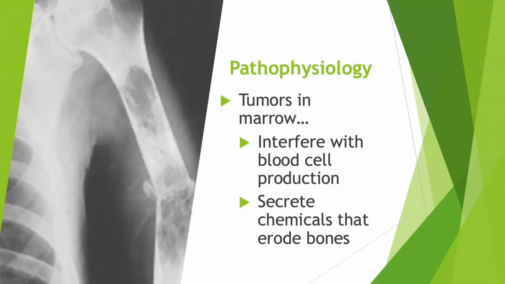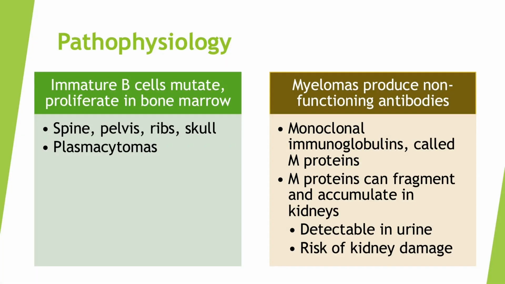The pathophysiology of myeloma involves tumors growing in the bone marrow. These tumors interfere with normal blood cell production. Additionally, the myeloma cells secrete chemicals that erode bones, leading to bone weakness and fractures. In myeloma, immature B cells mutate and proliferate in the bone marrow, particularly in the spine, pelvis, ribs, and skull. These are called plasmacytomas. Myelomas produce non-functioning antibodies called monoclonal immunoglobulins, or M proteins. These M proteins can fragment and accumulate in the kidneys, where they are detectable in urine.